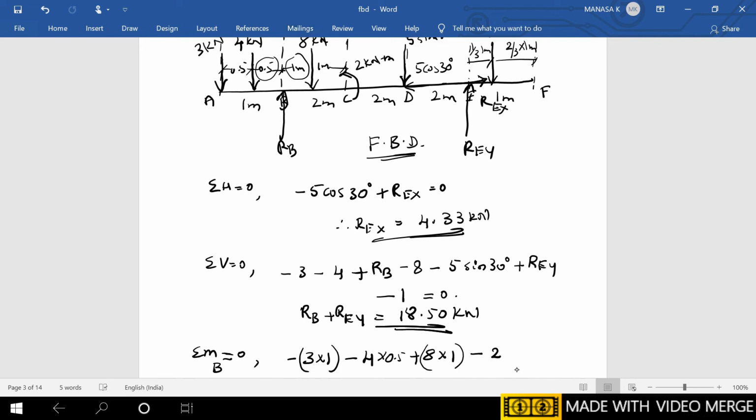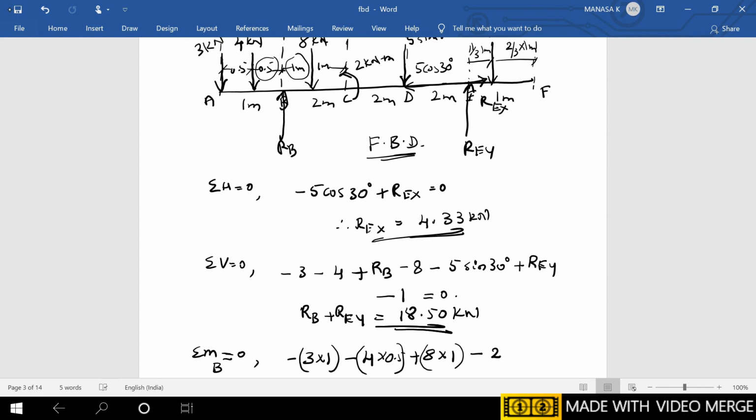You can see that I'm not writing any unit here. So every value is now in kilonewton meter. This is kilonewton into meter, so this whole term is kilonewton meter. This whole term is also kilonewton meter. This is kilonewton meter, and this is again given directly in the figure as kilonewton meter. Next, you go for point D.